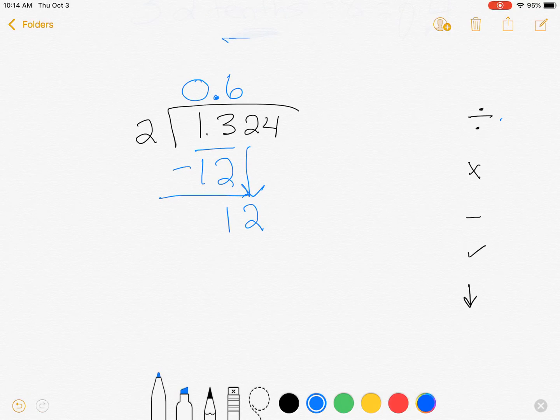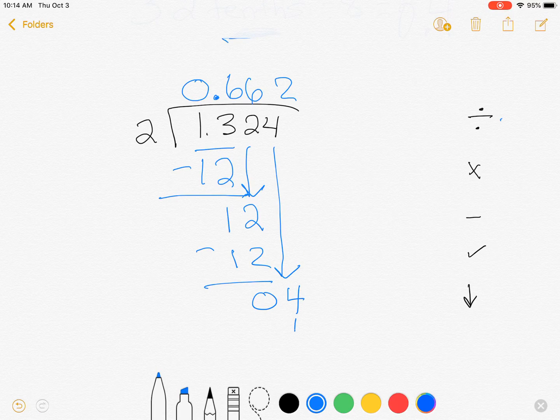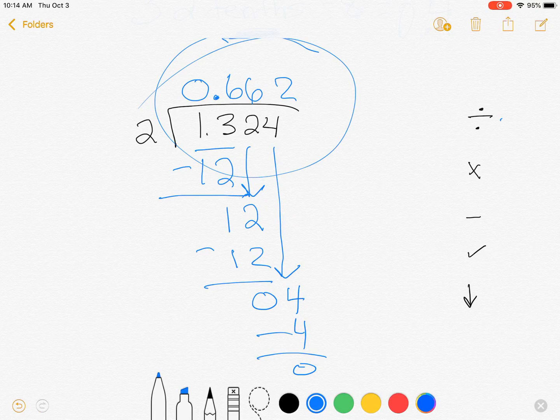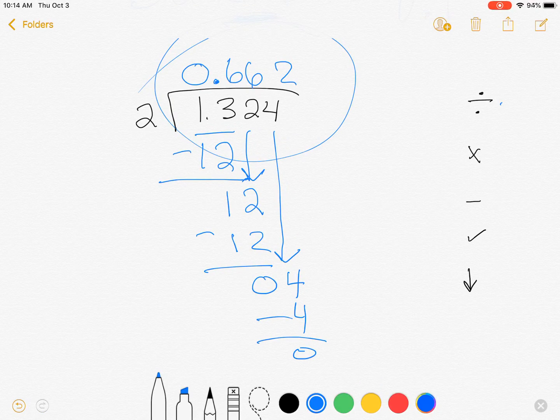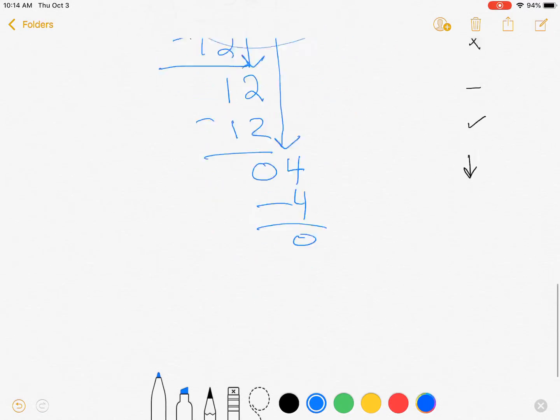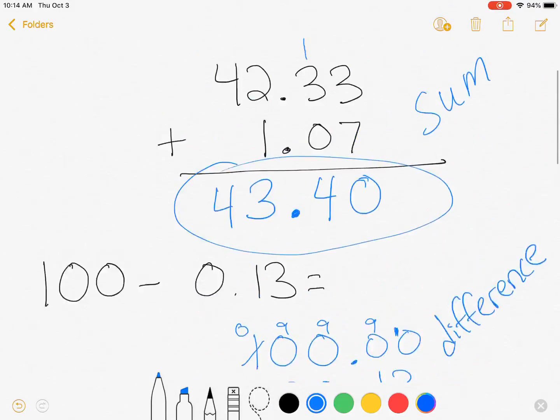And you guys know this already. 2 can go into 12. 6 times. Subtract. Bring it down. How many times can 2 go into 4? 2 times. So 2 times 2 is 4. Subtract. You are finished. So what is the quotient? 662. Okay, I think you're ready.